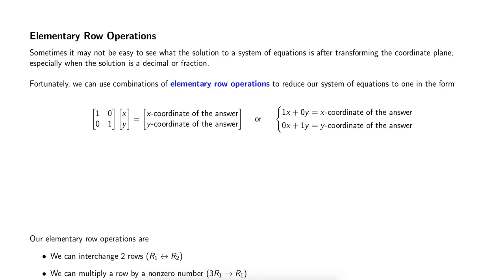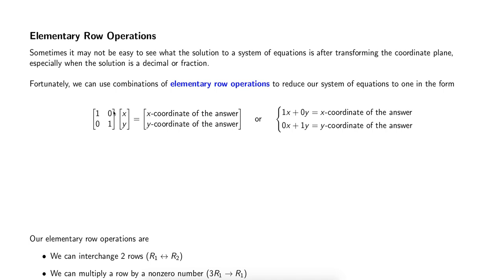So, fortunately, we have what are known as elementary row operations to reduce our systems of equations to this form where the matrix that we're multiplying our variables by is the identity matrix, where we have ones along this diagonal and then zeros elsewhere. And then once we reduce it to this, we have the x coordinate of the answer on the top of the right hand side, and the y coordinate of the answer on the bottom of the right hand side.